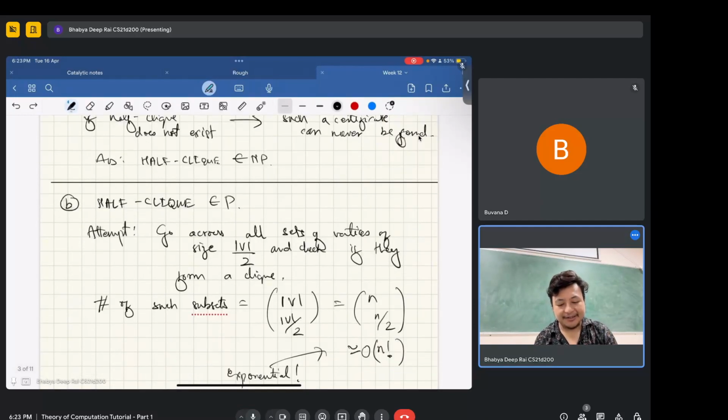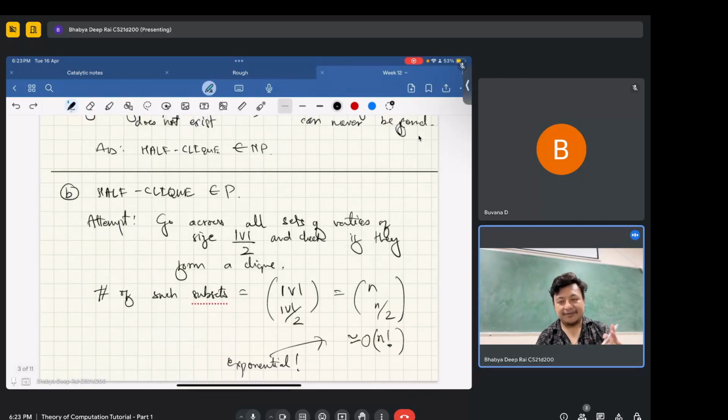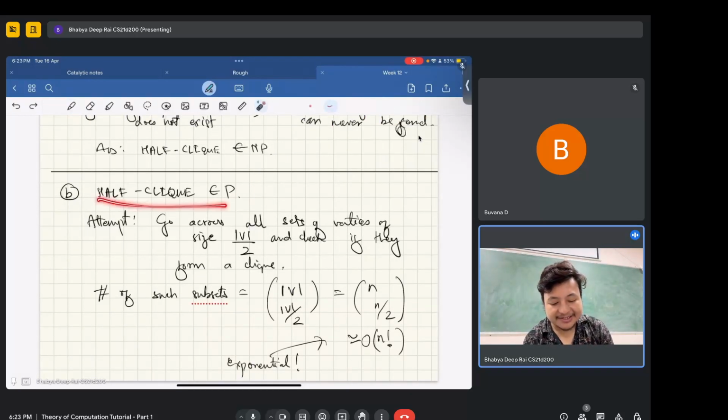So that is the first conclusion. So part A is correct. Now part B, that is what I was explaining. The question is asking whether half clique is in P. Can we hope to give a polynomial time algorithm to test this? So what is a simple way to test it?